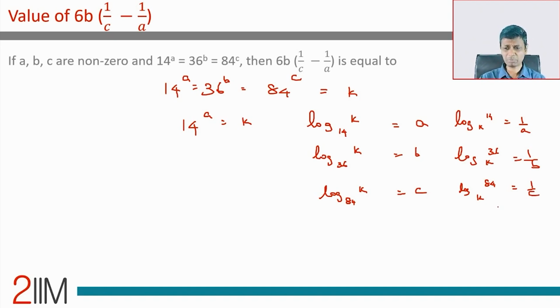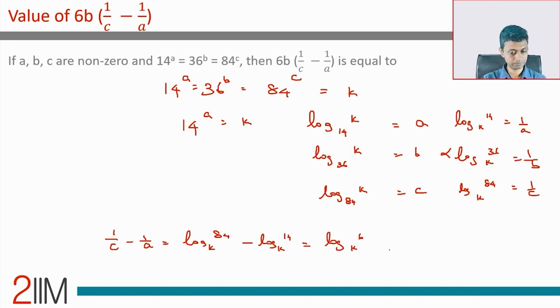And we want to find 1 by C minus 1 by A. So let's forget this for the time being. 1 by C minus 1 by A is equal to log 84 to the base K minus log 14 to the base K. 84 by 14 is 6. This is log 6 to the base K, since log A minus log B is log of A by B. Brilliant. So log 6 to the base K is 1 by C minus 1 by A.